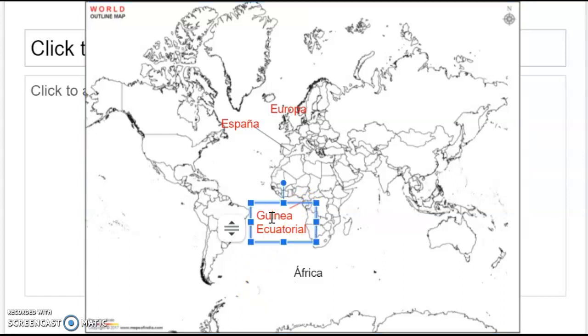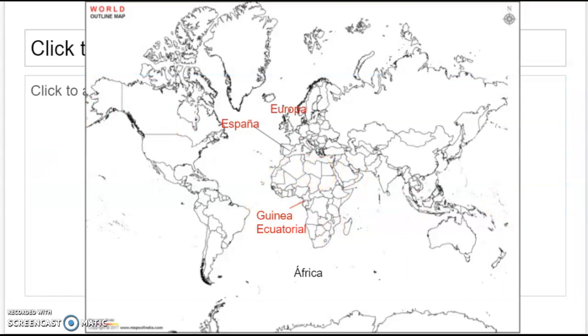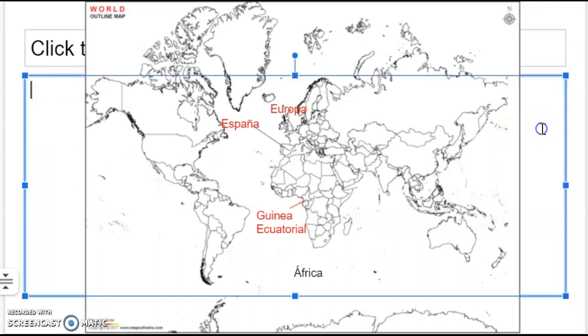So we say the U and the E make a we. Guinea Equatorial. They speak Spanish. They speak several different languages, but Spanish is one of their official languages. Okay, so están los 22 países que hablan español. Those are your 22 Spanish-speaking countries.